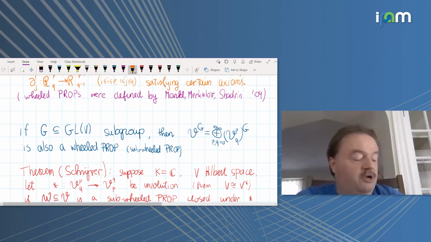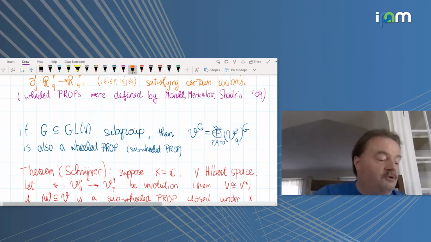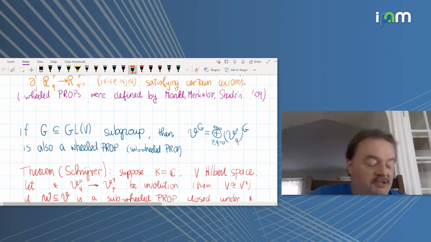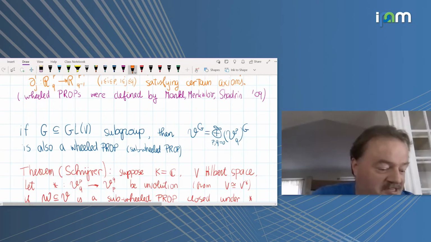Now, these wheeled props were introduced by Markl, Merkulov and Shadrin in 2009. They weren't really thinking in terms of invariant theory, they had other things in mind. That's also why they thought of it as props, which is another structure where you don't have these contractions. But with the contractions, you form these loops, which they think of as wheels. So that's why they call it wheeled props. I think it's a terrible name, but fortunately they named it before me. Or in fact, I did name it, but not in a published paper.